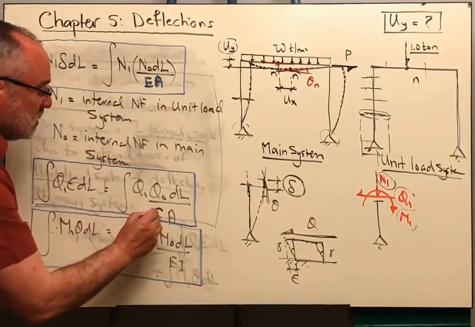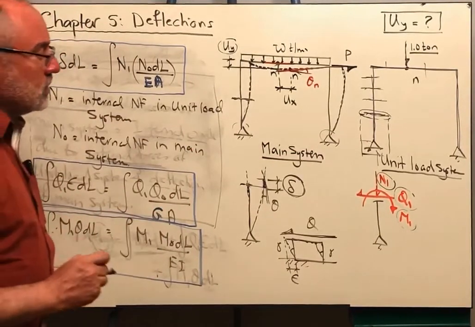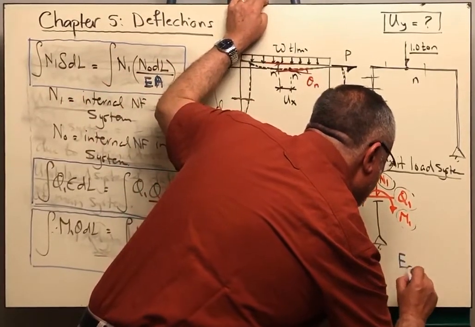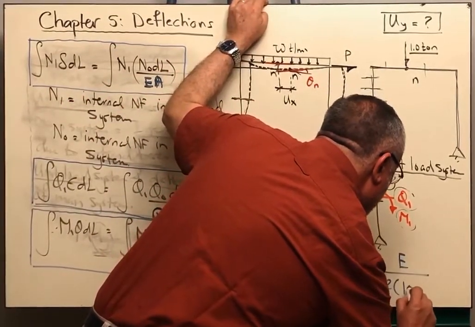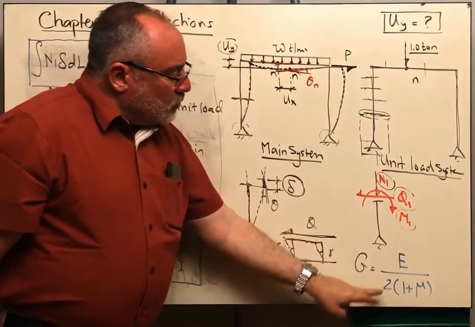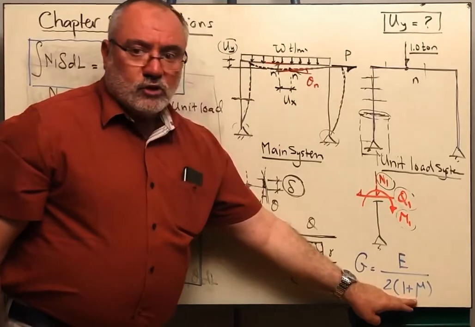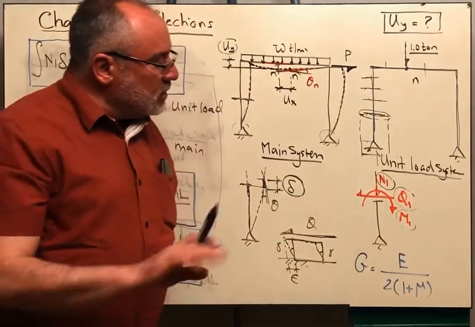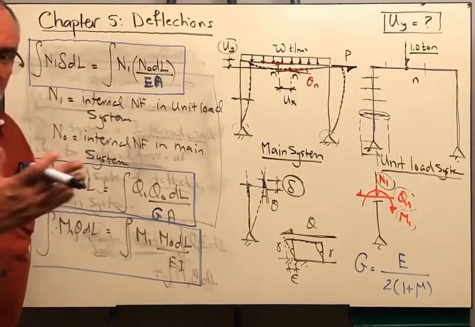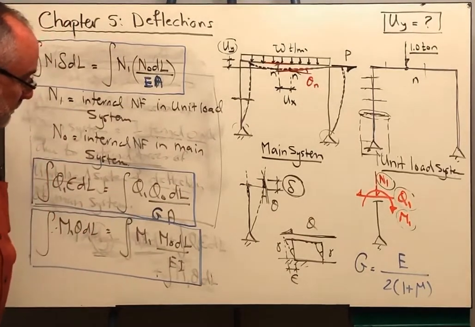And also G is the shear modulus. The shear modulus G is equal to E over 2 into 1 plus mu, where E is the Young's modulus and mu is the Poisson's ratio, which is the ratio of the transverse strains to the longitudinal strains. I'm sure that you studied this in structural mechanics, okay?